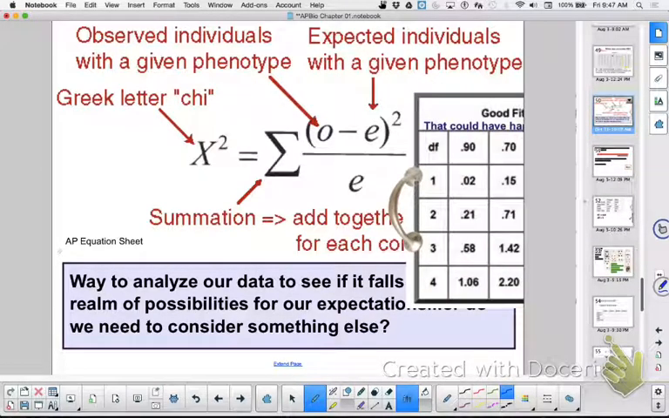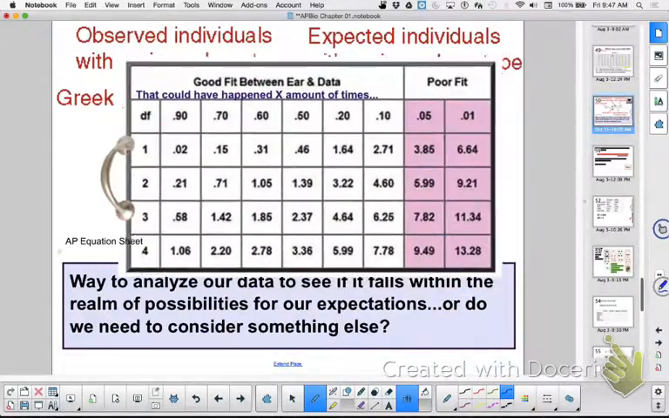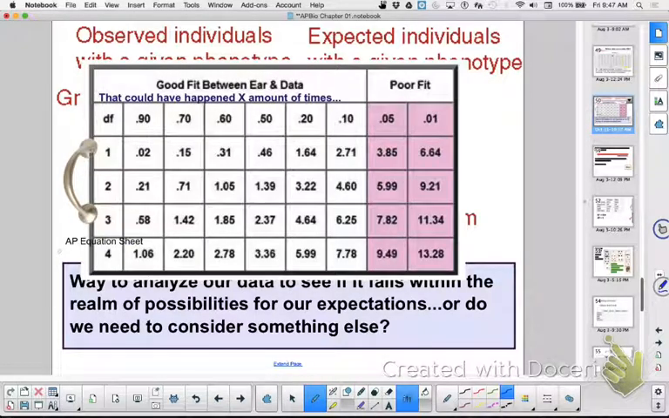What do I have here? Oh, we already went on that. Okay, this is a good fit for my data. I'm okay with it. If it's a research hypothesis, this is a bad fit. I need to consider something else as being my problem. If I'm doing a null hypothesis, I probably want there to be a big old chi-squared number so I can disprove my null and support my research.